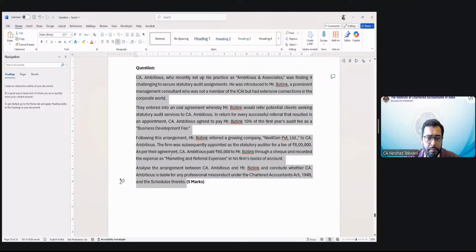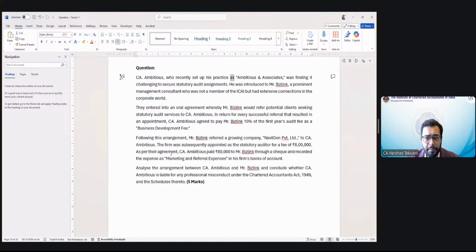CA Ambitious, who recently set up his practice as Ambitious and Associates, was finding it challenging to secure statutory audit assignments. He was introduced to Mr. Bislink, a prominent management consultant who was not a member of the ICAI but had extensive connections in the corporate world. They entered into an oral agreement whereby Mr. Bislink would refer potential clients seeking statutory audit services to CA Ambitious. In return for every successful referral that resulted in an appointment, CA Ambitious agreed to pay Mr. Bislink 10% of the first year's audit fee as a business development fee.